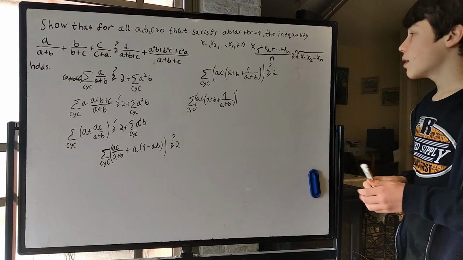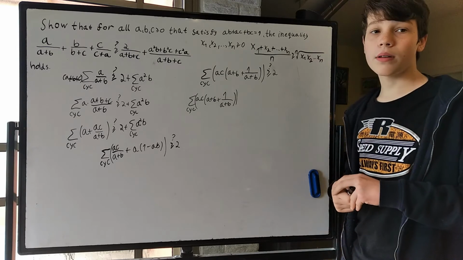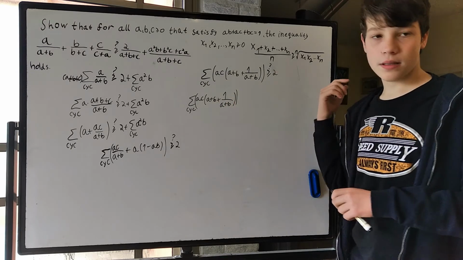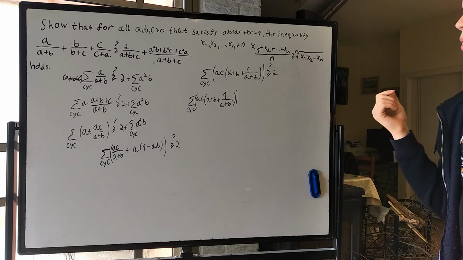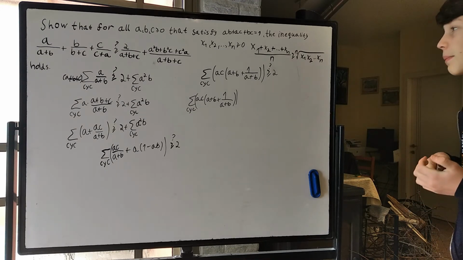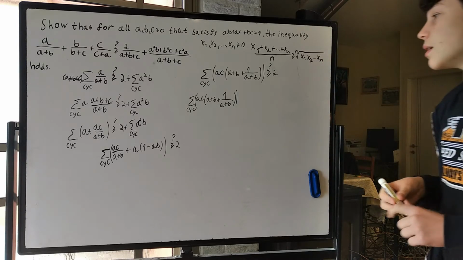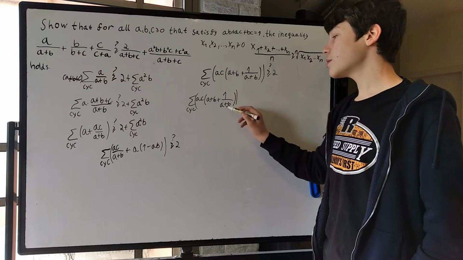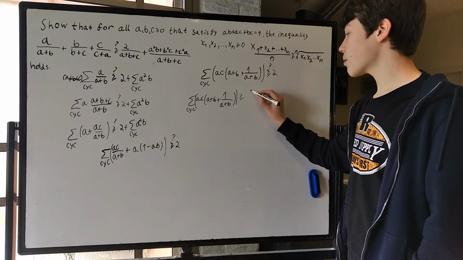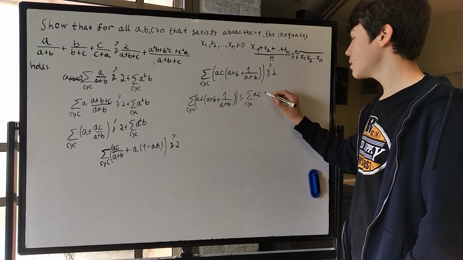Alright, and we're going to use this because A, B, and C are bigger than or equal to 0, so A plus B and 1 over A plus B are both bigger than or equal to 0, meaning that we can use this inequality on it. We'll use n is equal to 2, x1 is A plus B, x2 is 1 over A plus B. And so this is going to be bigger than or equal to the cyclic sum of AC times.